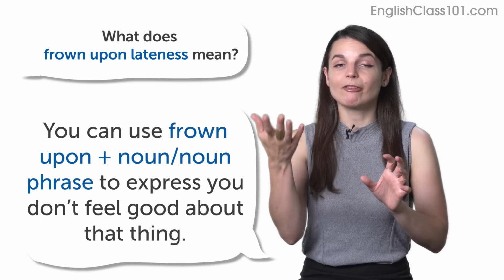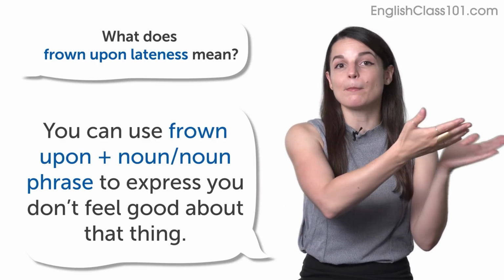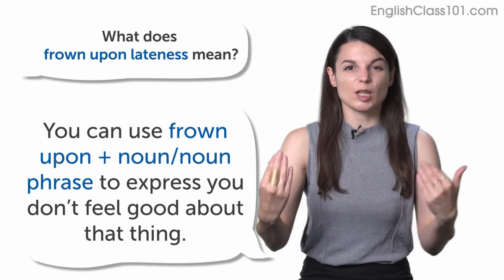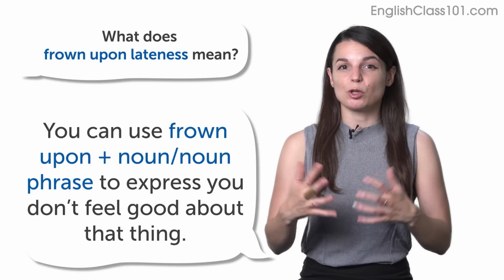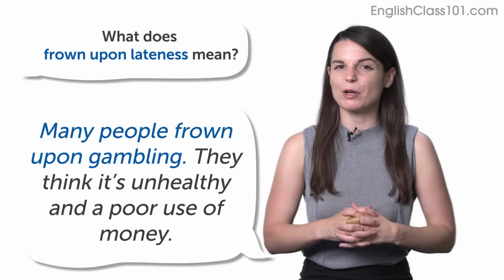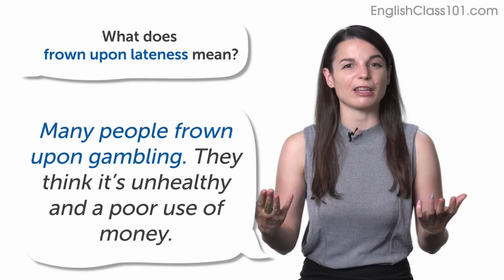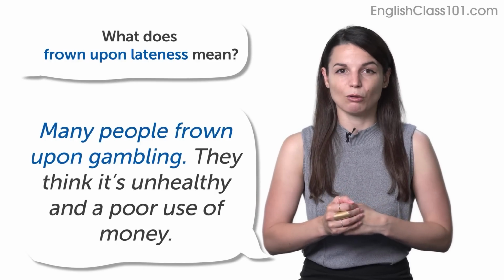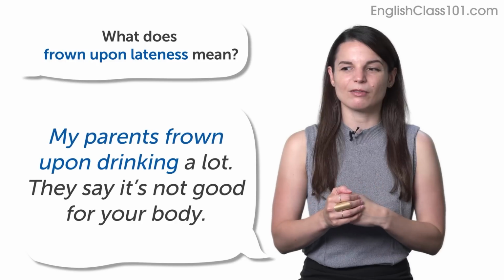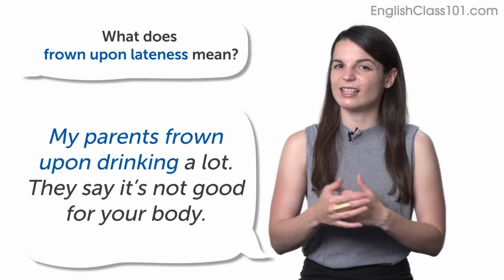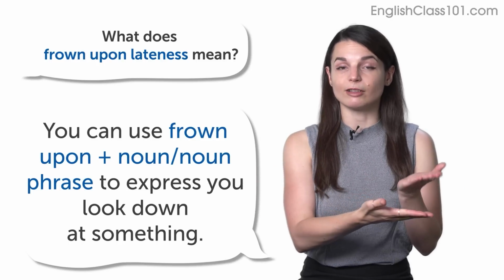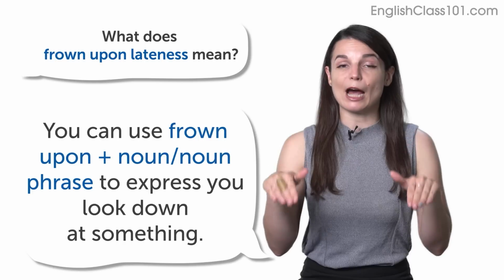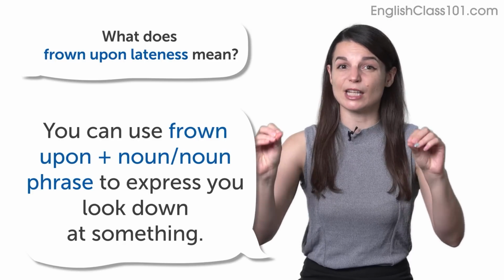So you can use this frown upon plus some noun or noun phrase to express that you don't feel good about that thing. So for example, you might say something like, many people frown upon gambling. They think it's unhealthy or a poor use of money. Or, my parents frown upon drinking a lot. They say that it's not good for your body. So you can use a different noun in place of lateness to refer to looking down on something, to thinking that something is not good.